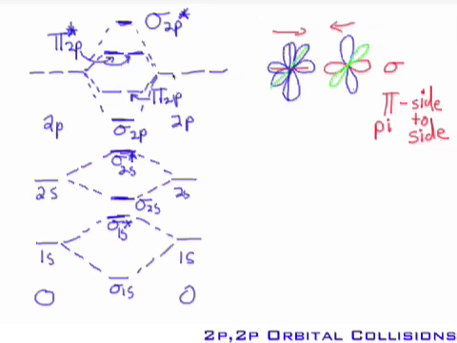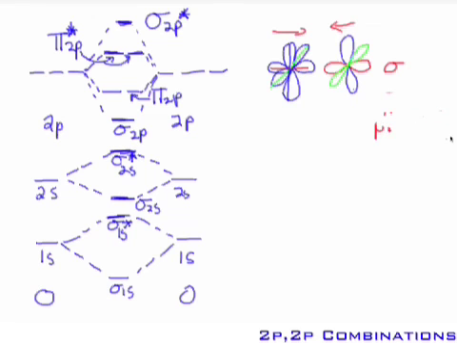And notice I had three 2p's combining with three 2p's. That's 6 orbitals. Notice what I've got: 1, 2, 3, 4, 5, 6. Let's take a closer look, before we fill in these electrons, at what these orbitals look like. What happens when a 2p and a 2p collide together in phase and out of phase?